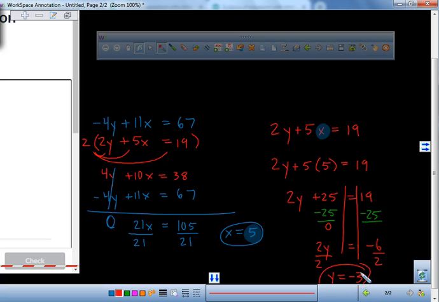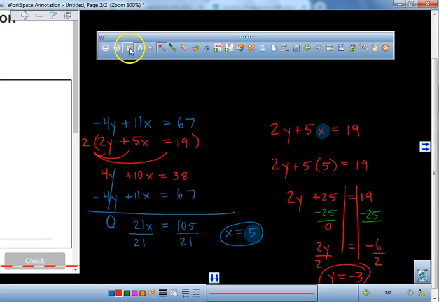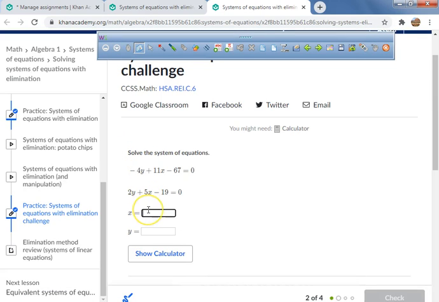Now, I'm not expecting you all to know everything there is to know about solving systems of equations with elimination after one problem. This is our first problem. After the third problem, you should know what to do. So do not grade yourself on this one problem. Grade yourself after you've done 3. All right, so what was our x value, everybody? 5, and our y value was negative 3. Okay?